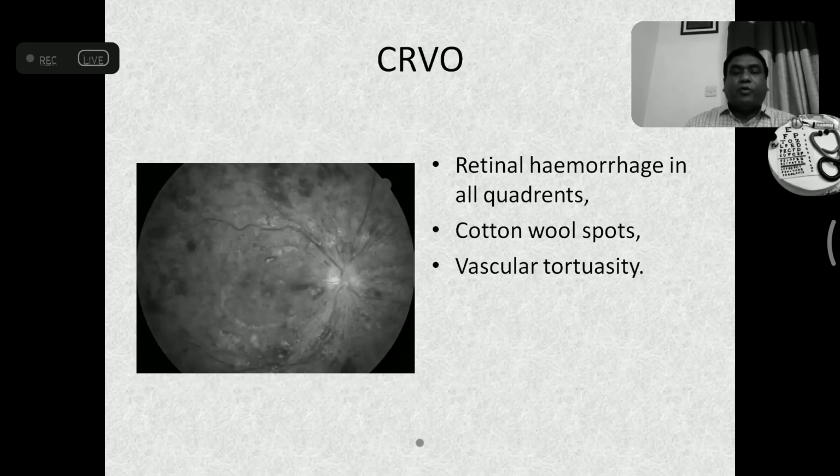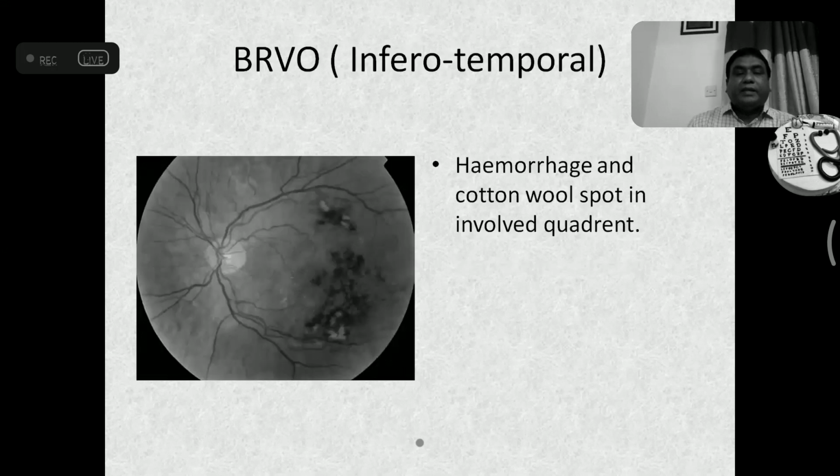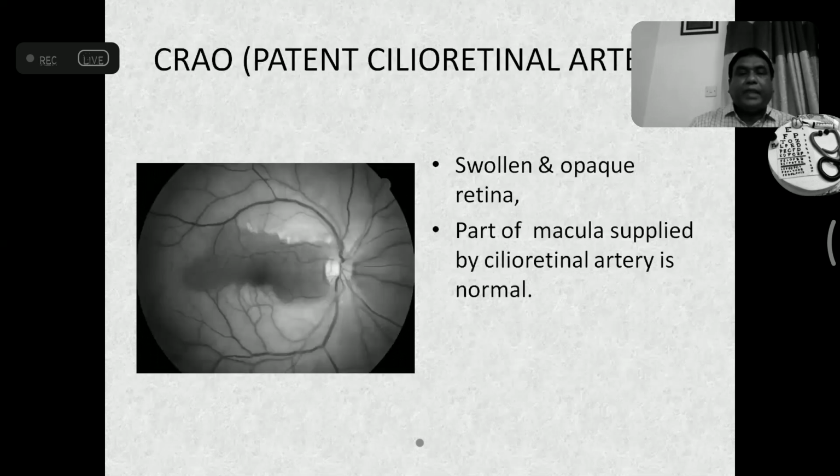central retinal vein occlusion. Here, hemorrhage and exudate are present in all four quadrants. Also, dilatation and tortuosity of the veins are present. This is the branch retinal vein occlusion. Here, hemorrhage and exudate are present, also in the quadrant and the macular area. And this is the color fundus photographic picture of central retinal artery occlusion, where part of the macula is supplied by a cilioretinal artery, which is normal.